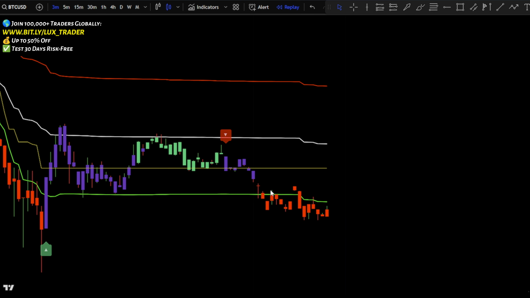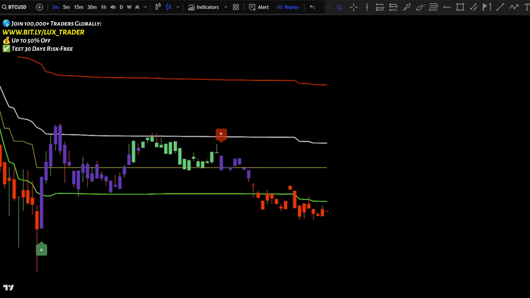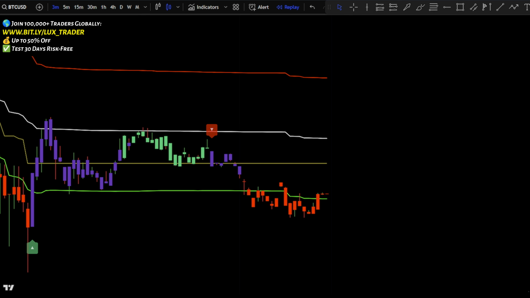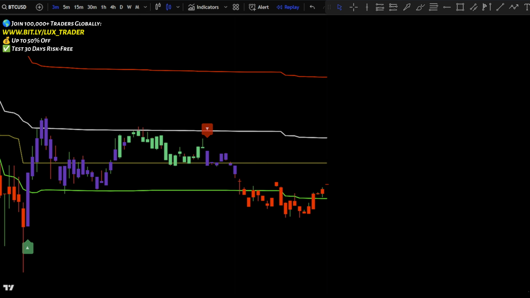Rule number 2, wait for the price to close back above the green band. The entry candlestick must close fully above the lower band. If the candle only touches the band but does not close on the other side, the setup is invalid. And finally, rule number 3, wait for a buy signal from the Lux Algo indicator. This can be either a regular buy or a strong buy signal.